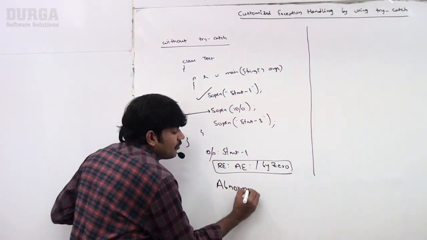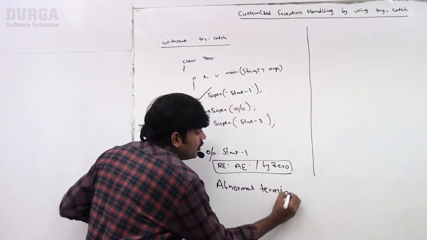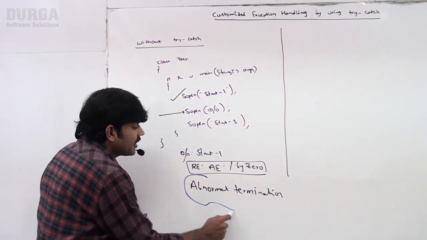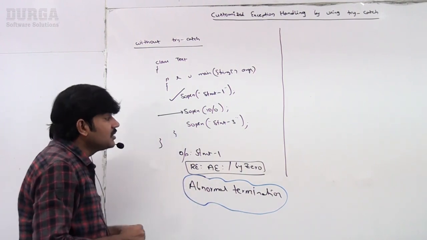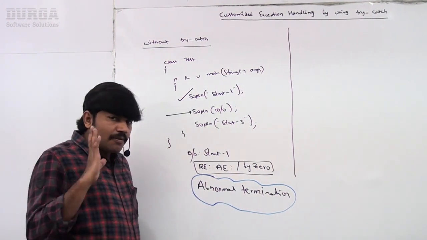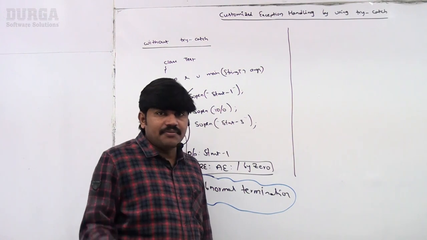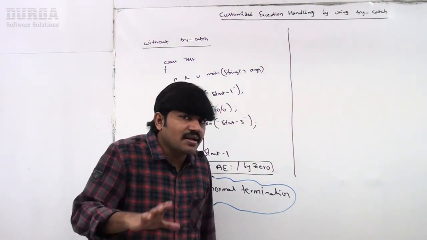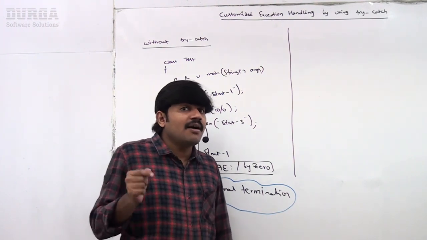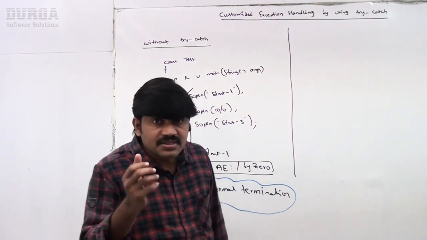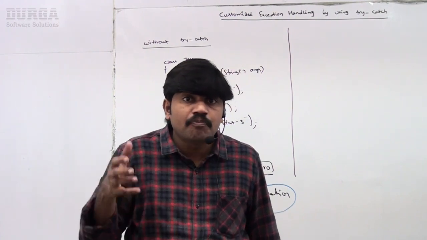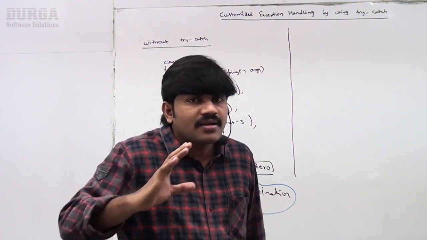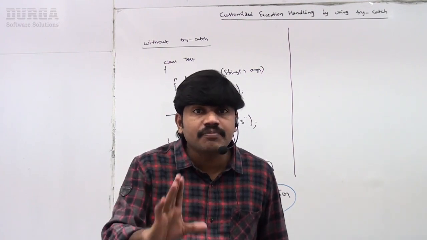The program stopped in the middle only. That's why I can use the word: this one is abnormal termination, right? Abnormal termination is never recommended. It is highly recommended to handle exceptions, right? Why is it not recommended? Very simple. Because of abnormal termination, we may miss something, we may lose something, we may block our resources. That's why abnormal termination is a non-graceful termination, which is never recommended.